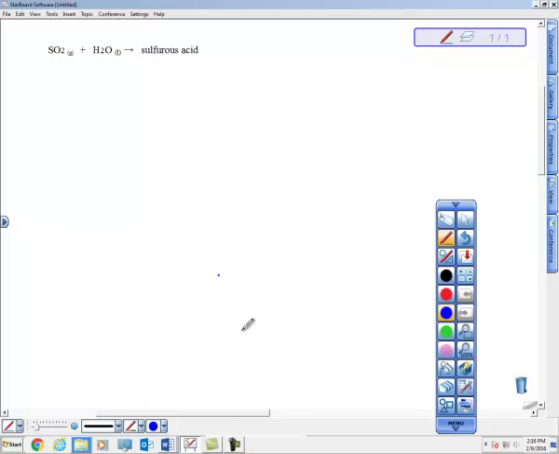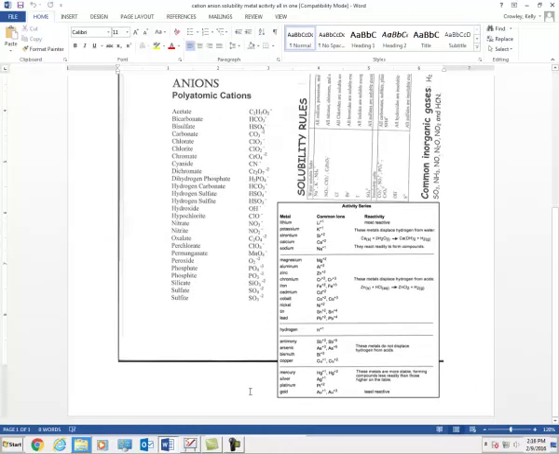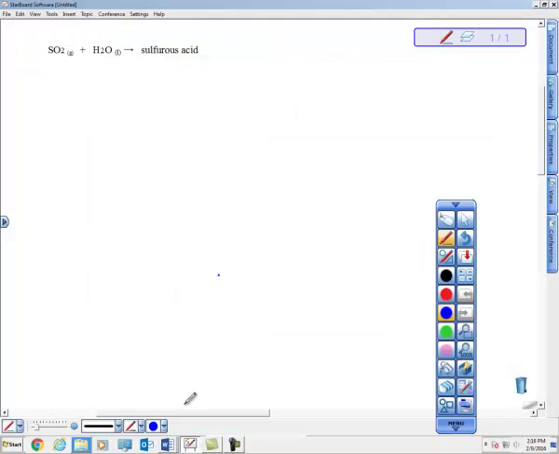Alright, so in order to make this a little bit better for you guys, I do have my solubility rules and my cation and anion sheet and all that stuff. That'll kind of help you out, okay? You're going to want to have that available. Alright, so all you have to do is predict what your products are and then balance the reaction if necessary. So starting right off the bat, we already gave you your reactants, and then on the product side you need to figure out what sulfurous acid is.